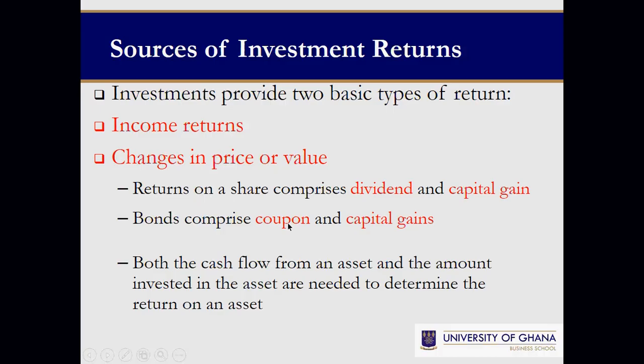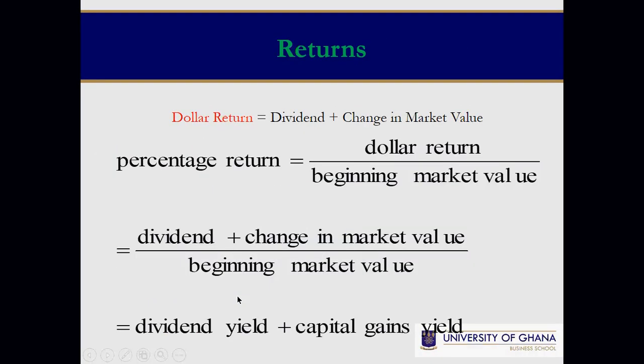So let's say we bought it at a discount, and at the end it increased, meaning we've gotten capital gains. And stocks have the same thing. We will be receiving dividends and then capital gains if the business is doing well and it grows. So both cash flows from an asset and the amount invested in the asset are needed to determine the return on an asset.